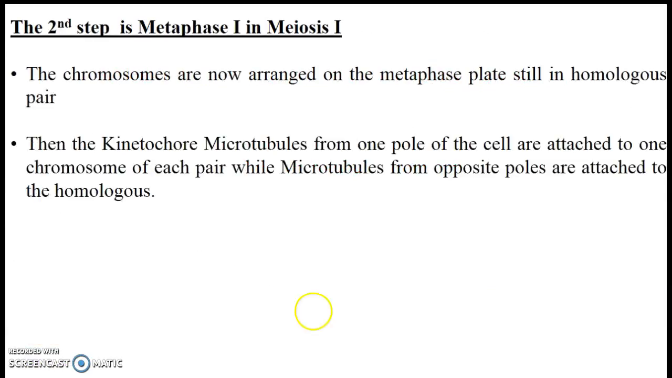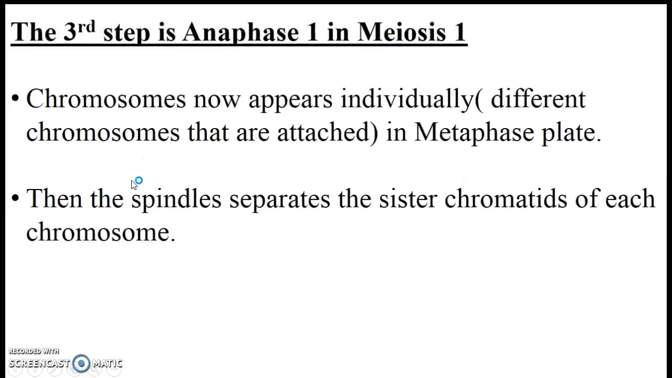The second step is metaphase 1 in meiosis 1. The chromosomes are now arranged on the metaphase plate, still in homologous pairs. Then the kinetochore microtubules from one pole of the cell are attached to one chromosome of each pair, while microtubules from the opposite pole are attached to the homologous partner.